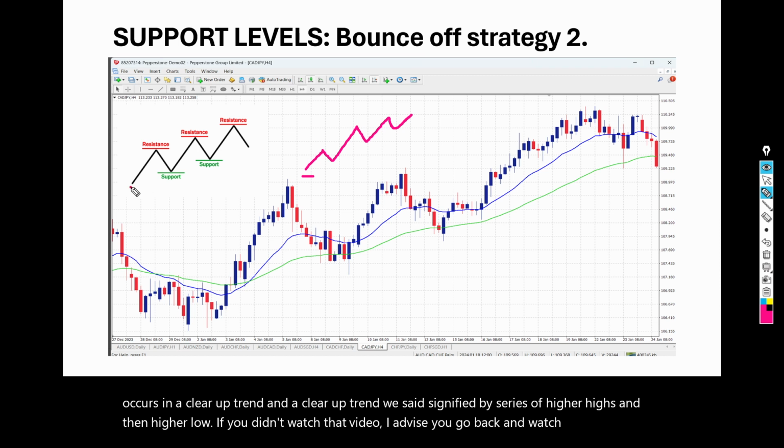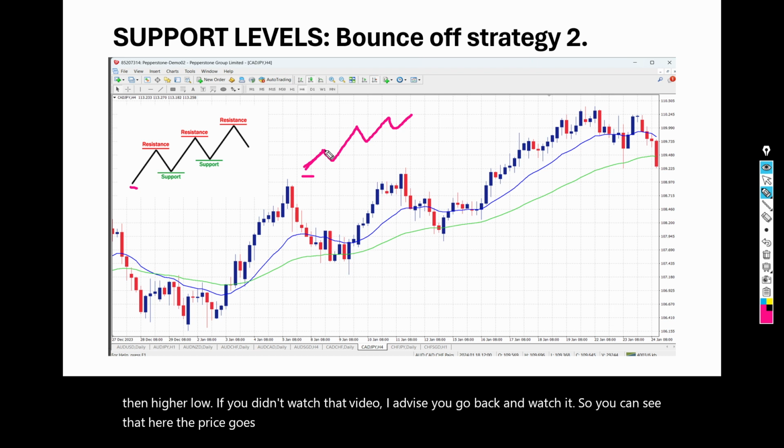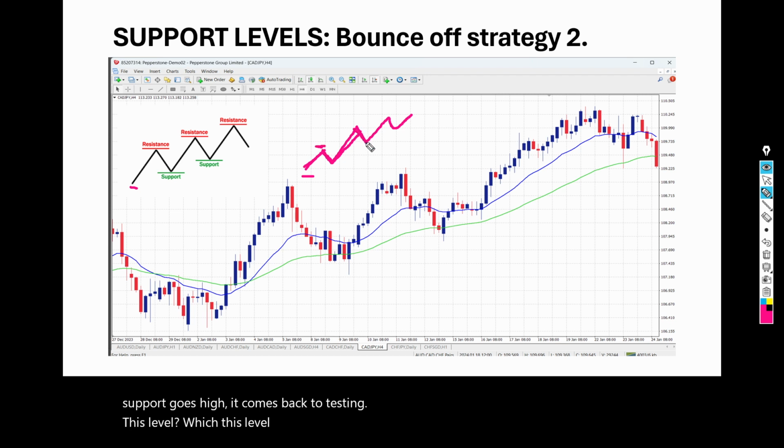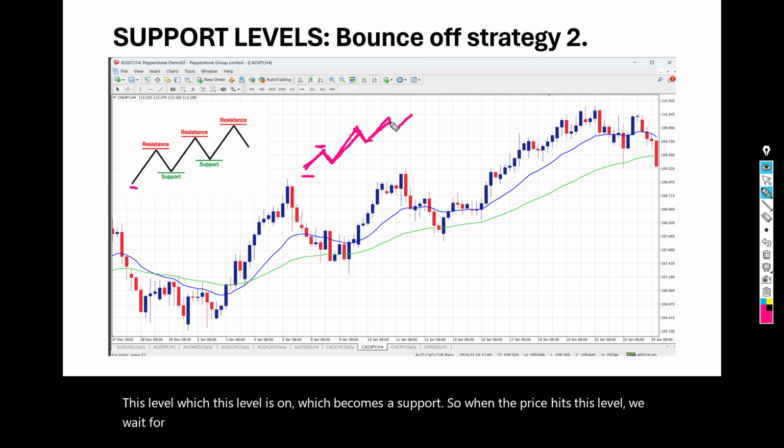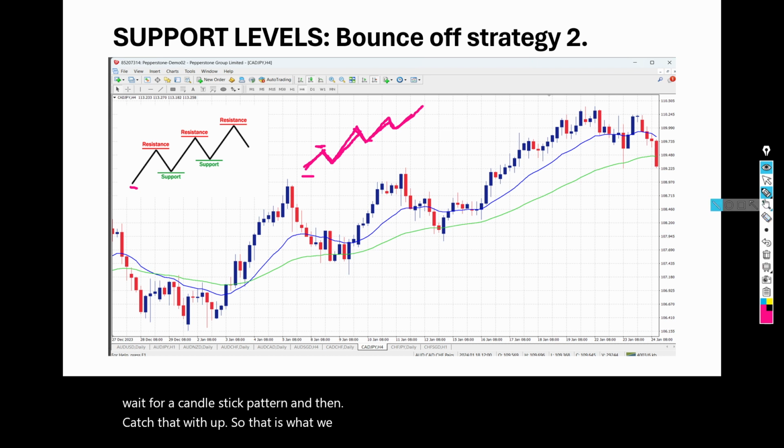So you can see that here the price goes high. Okay, it creates a level, it fails to break, goes down, creates a support, goes high, and it comes back to test this level, which becomes a support. So when the price hits this level, we wait for a candlestick pattern and then catch the wave up. So that is what we are going to be looking at. And this one is best traded using moving averages.